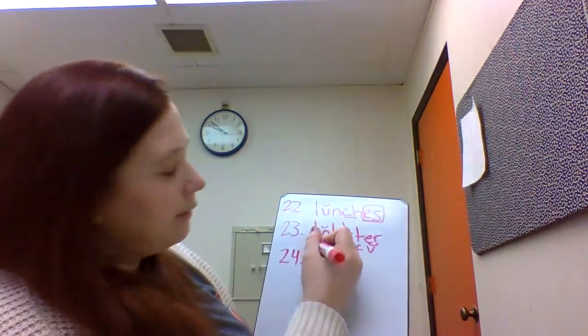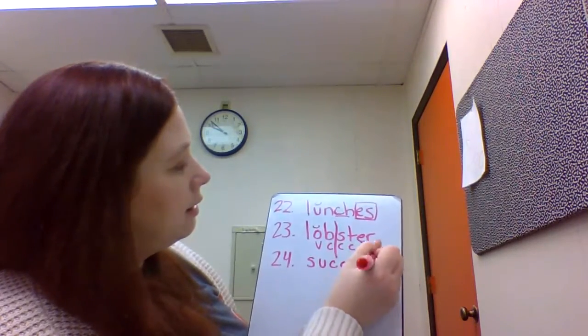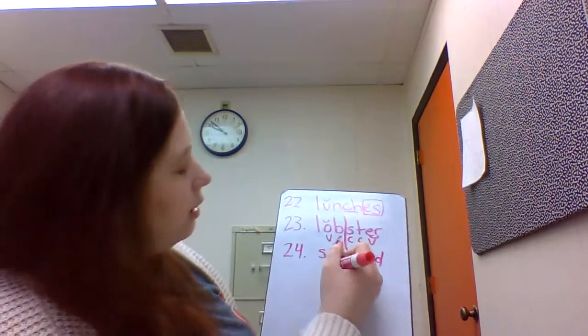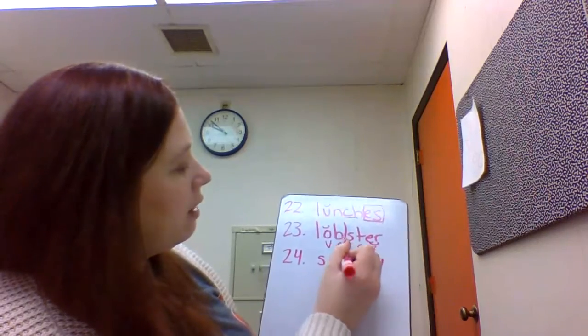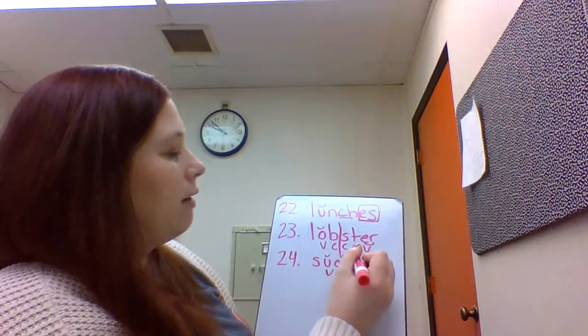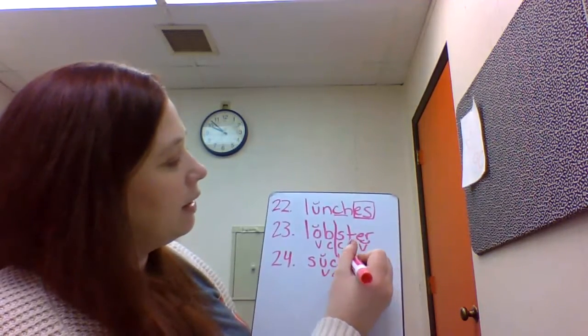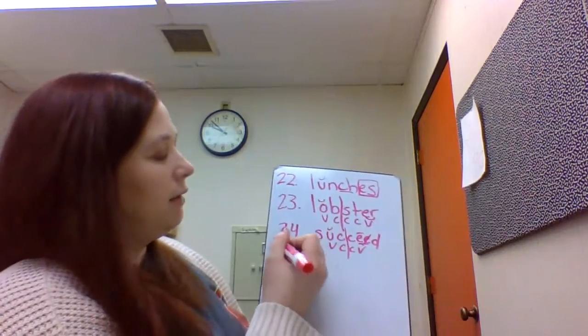24, succeed, succeed. Here we have vowel, consonant, consonant, vowel, so it's going to go right in between our two C's. Our U gets a breve, and then our E's are underlined. That's our digraph. We cross off the second E, and the first E gets a macron.